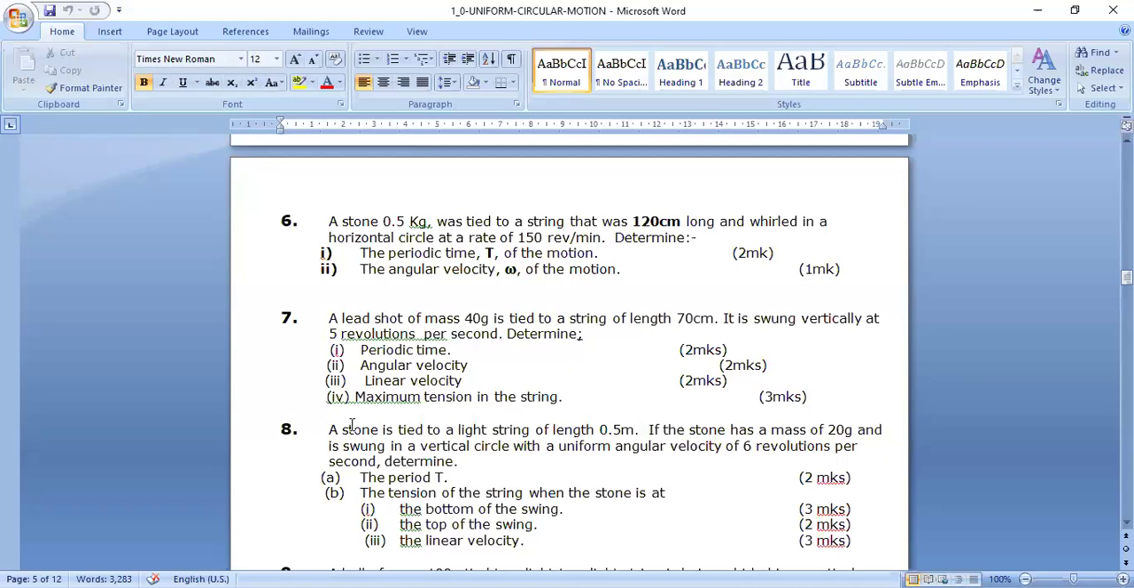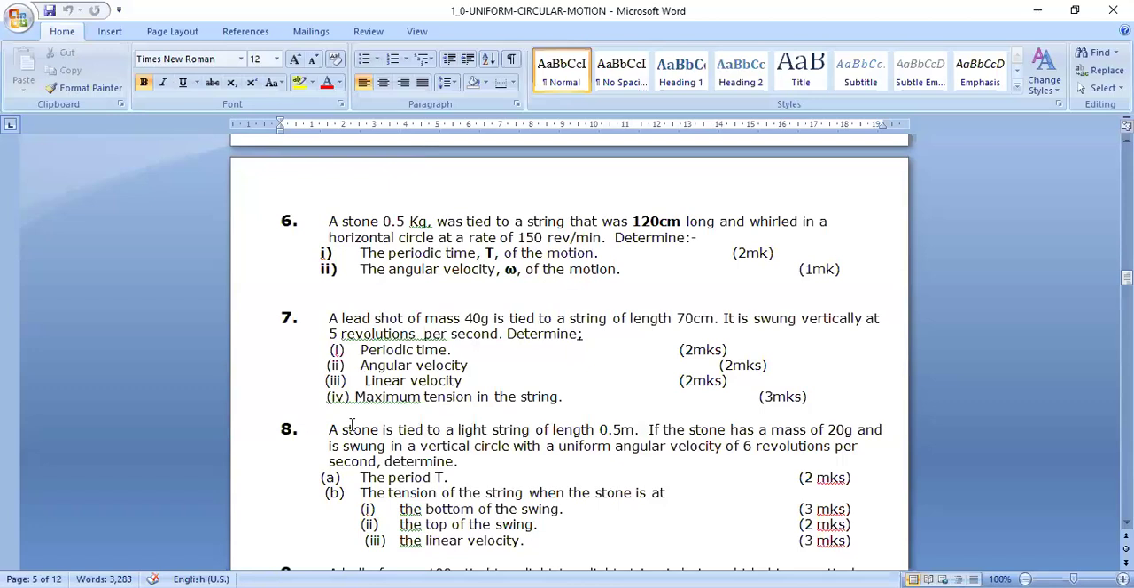Then Roman 2 is determine the angular velocity omega. So omega equals, you have two options. You can use 2 pi f, or you can use 2 pi over T. Either 2 pi f or 2 pi over T. So 2 times pi divided by 0.4. Let's see what we get.